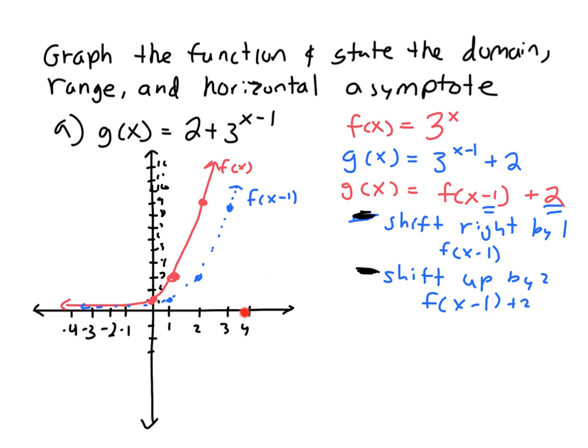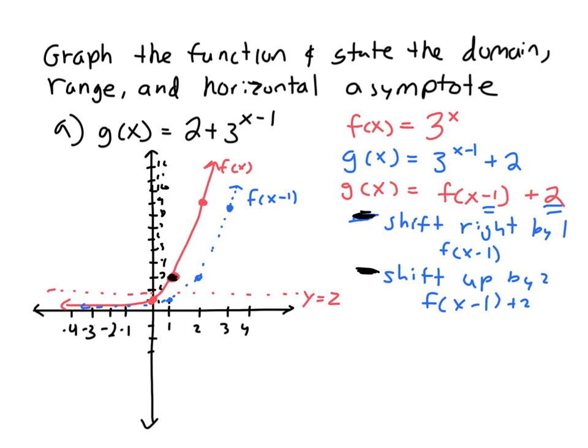The asymptote's at y equal to 0. I'm going to shift up by 2. So that means my asymptote is now going to be at y equal to 2. So I'm going to go ahead and draw that. This is y equal to 2. Alright, so now let's go ahead and do this shift up by 2. I'm going to take this first point here. It's at 1, 1, and I'm going to put it at 1, 3. Right there.